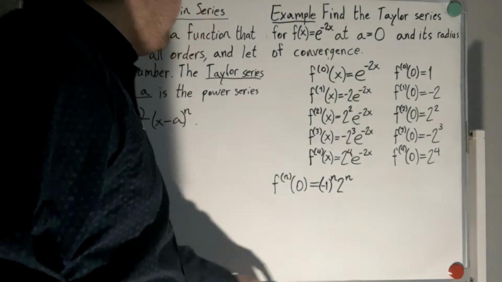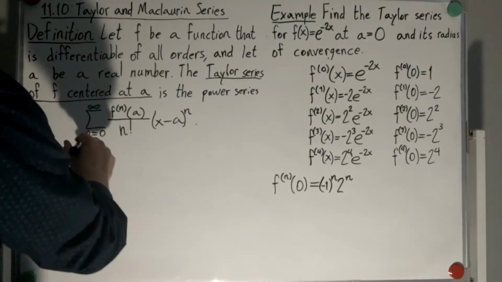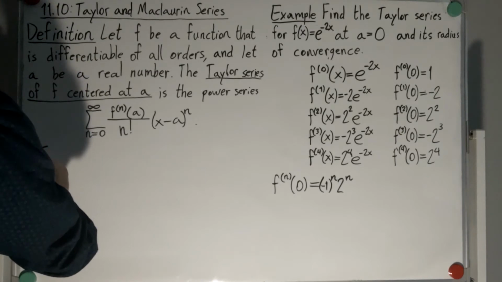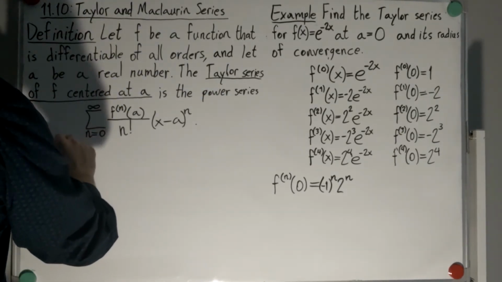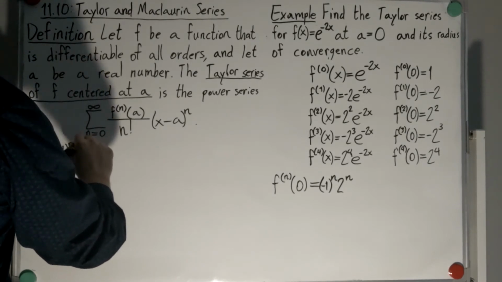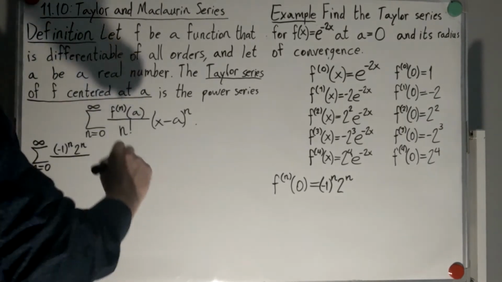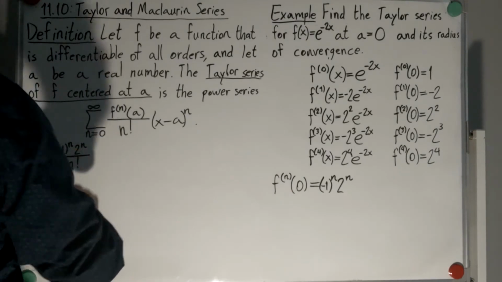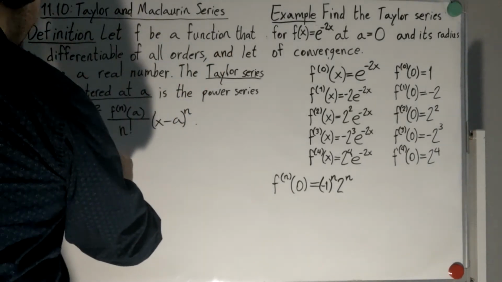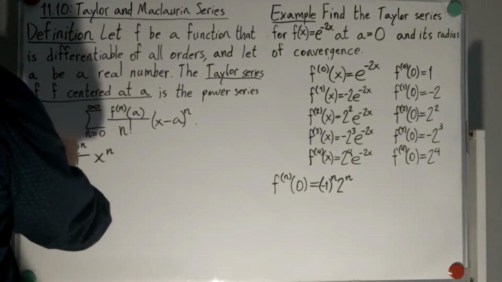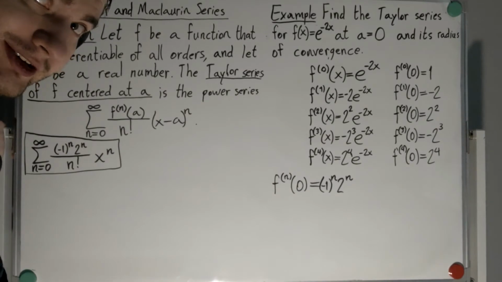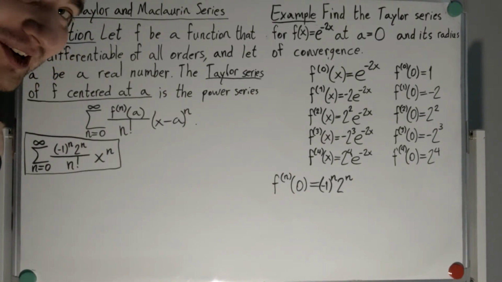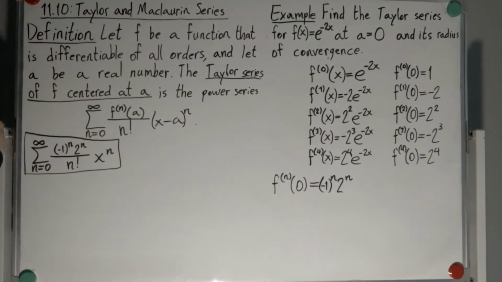And so, by definition, the Taylor series is just going to be the sum from n equals 0 to infinity of negative 1 to the n, 2 to the n, divided by n factorial, times x minus 0 to the n. And that's the Taylor series centered at 0, otherwise known as the Maclaurin series. Again, I don't understand why the Taylor series centered at 0 has a special name, but it does for some reason.